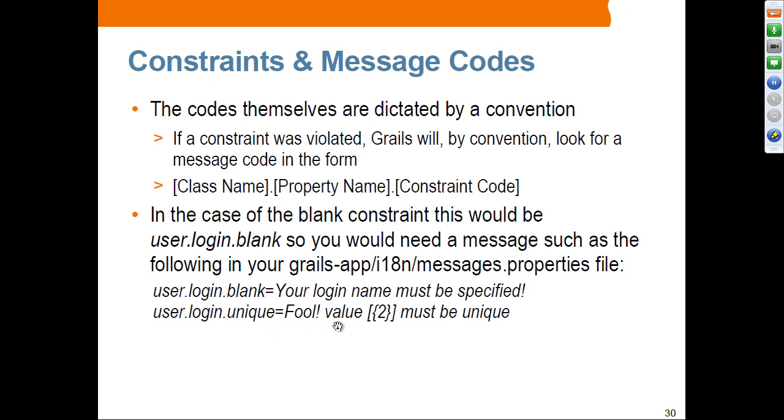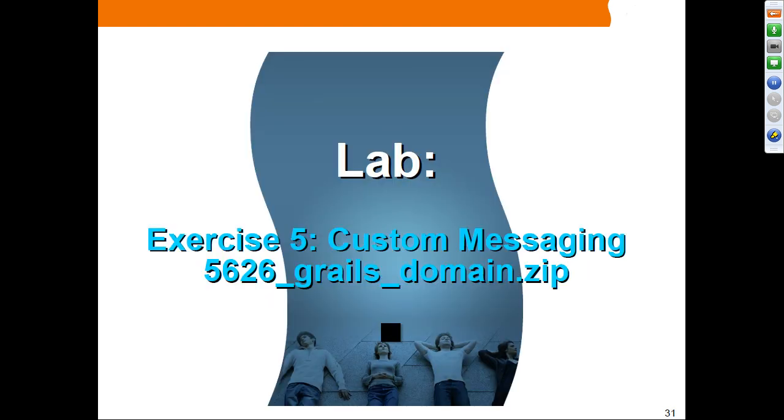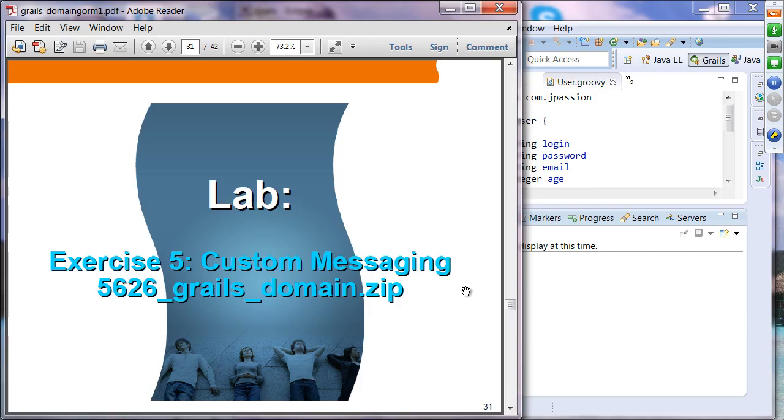Okay. In the case we also have embedded variable. Okay, so position 2 must be unique. So in this case, it's a positional parameter. So let's take a look at exercise 5.